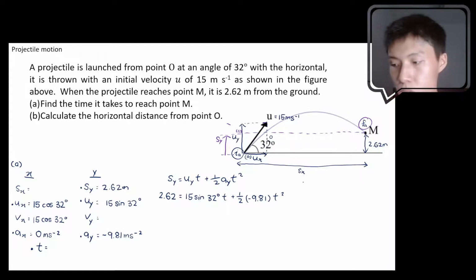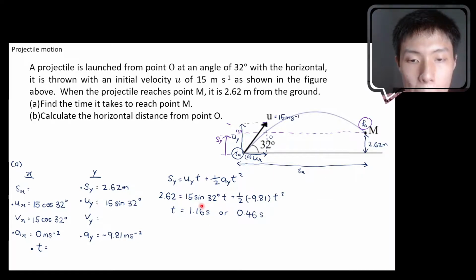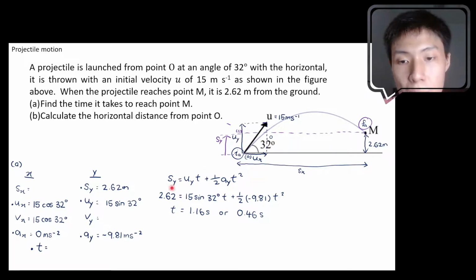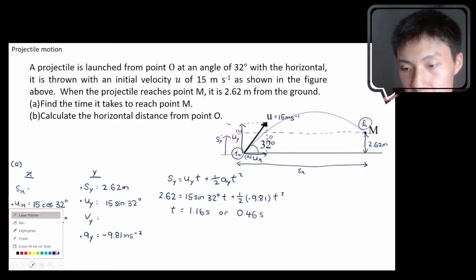Now you end up with a quadratic equation, and you can do it with your calculator, it's allowed. You find your answer to be t equals 1.16 second or 0.46 second. So these two answers are possible candidates for the amount of time needed to travel from the initial position to point M. But which one is the answer? Well, you have to think about it. This equation says how much time do I need to achieve a displacement of 2.62. That is what the calculation is calculating: how much time it takes for me to rise up by 2.62. Well, there are 2 points where your displacement is 2.62, if you think about it.